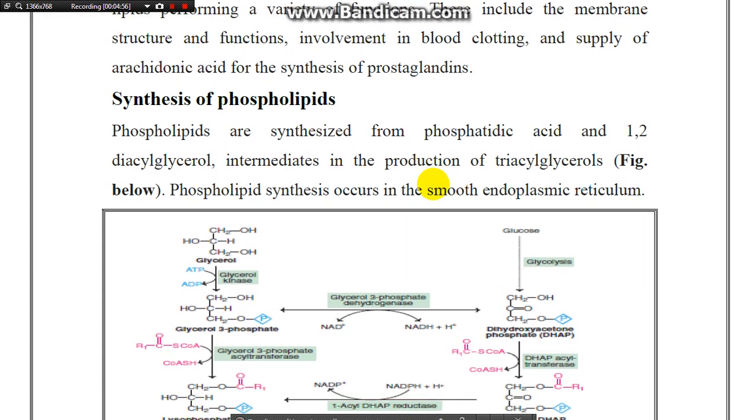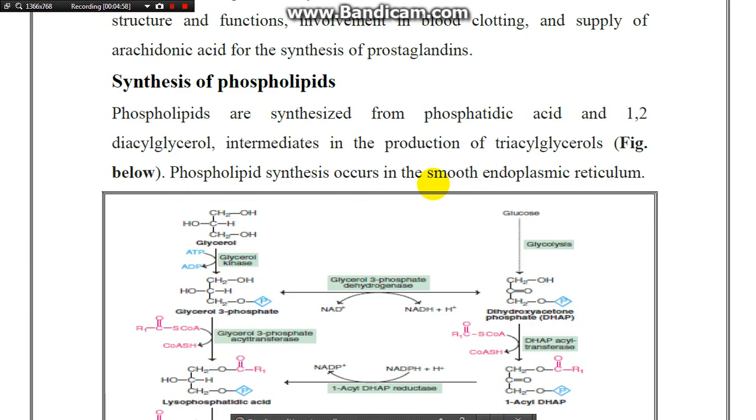إذن الفوسفوليبيد يخلق من الفوسفاتيك أسيد، من مركب الفوسفاتيك أسيد، ويرتبط مع مركب آخر هو الداي أسيل جليسرول، اللي هو عبارة عن انترميديت، هو ناتج جانبي لعملية إنتاج التراي أسيل جليسرول. الفوسفوليبيد سينثيسيس تحدث in the smooth endoplasmic reticulum، في الشبكة الأندوبلازمية الناعمة.